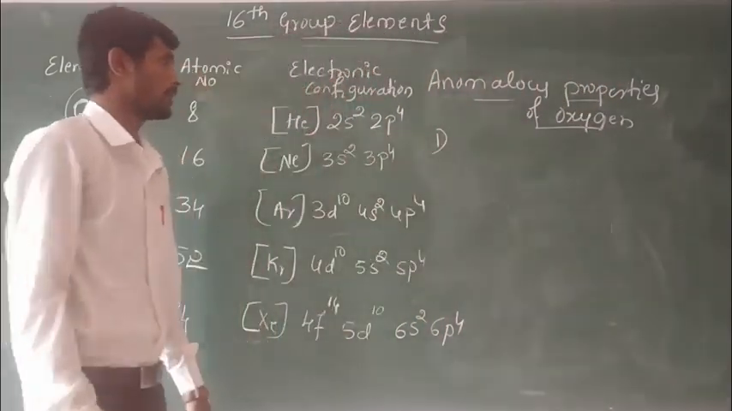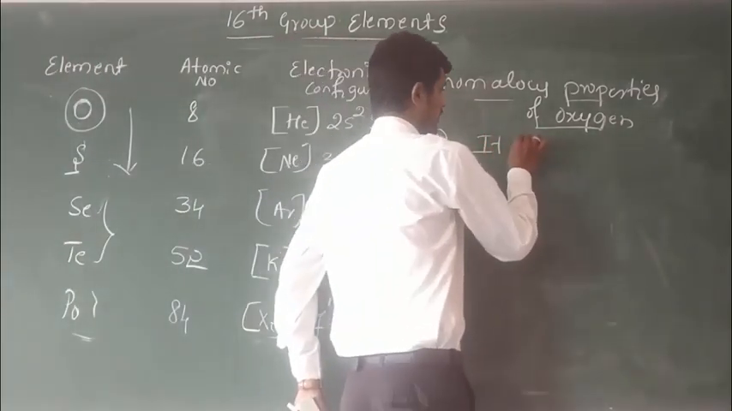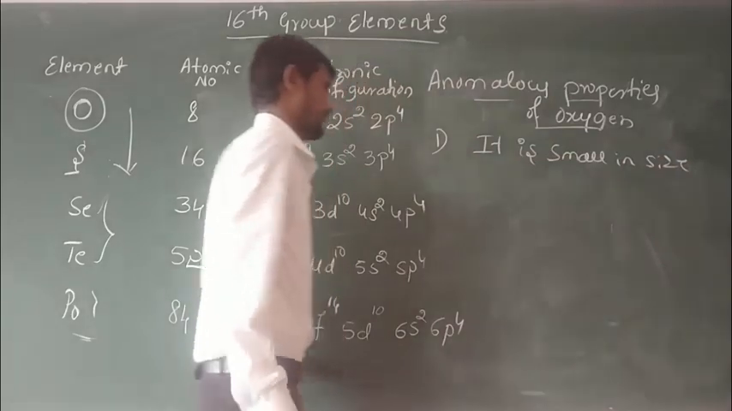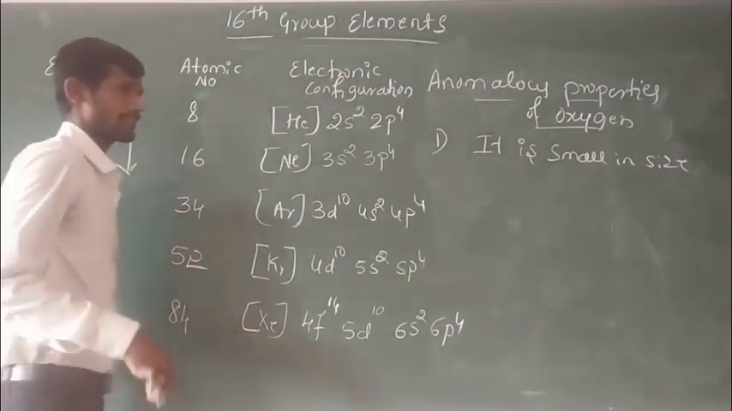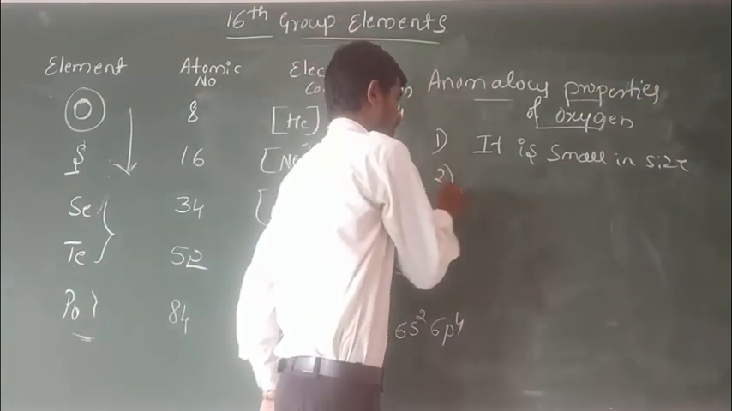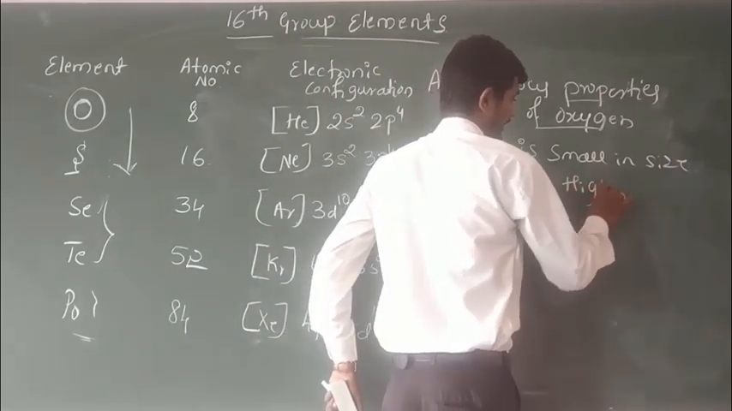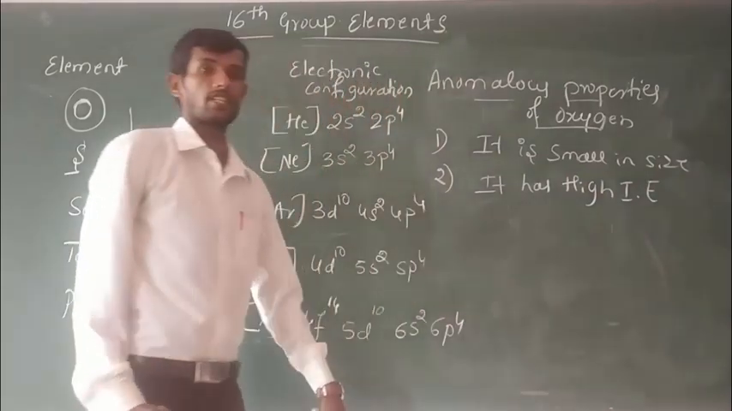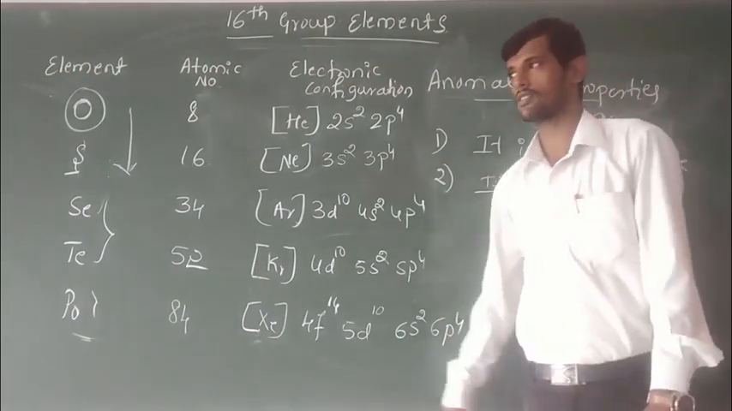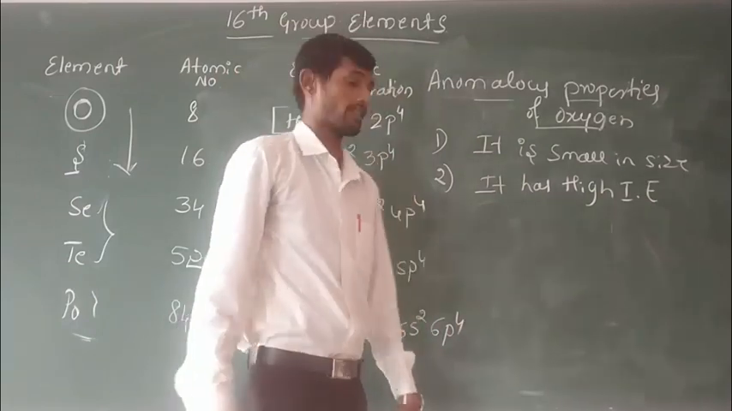Oxygen compared with other elements is small in size. Yes, because if you move down the group, atomic size increases. Therefore, oxygen is small in size. Next, it has high ionization energy. What happens to ionization energy if you move down the group? Already we discussed, ionization energy decreases down the group. Therefore, oxygen has high ionization energy because of its small size.